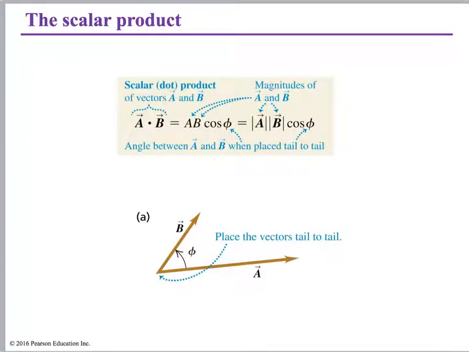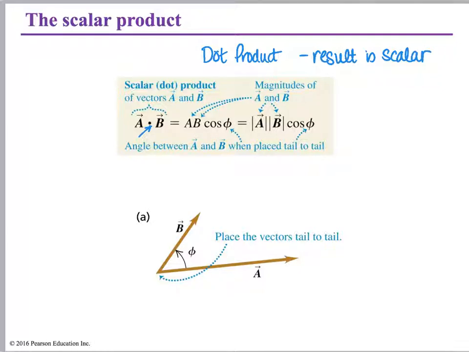So the first thing that we're going to look at is what we call the scalar product, or of course the dot product. And when we talk about the dot product, you can see there's the dot right there, and when we're taking the dot product it looks like this: the vector A dot vector B. Now, the other name for this is the scalar product, and that's because the result of this operation with two vectors is a scalar. So the result of this operation is a scalar, which means it only has magnitude, it doesn't have any direction.